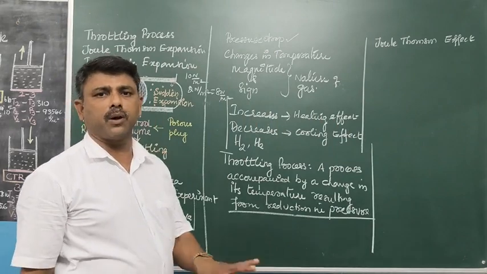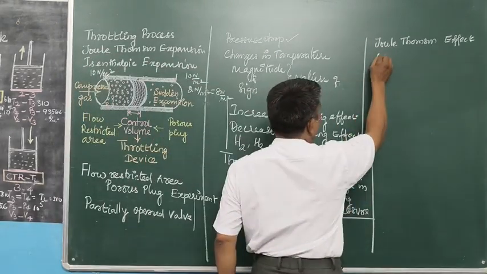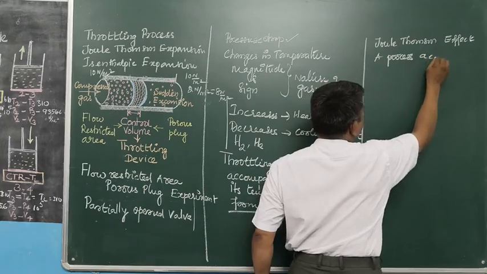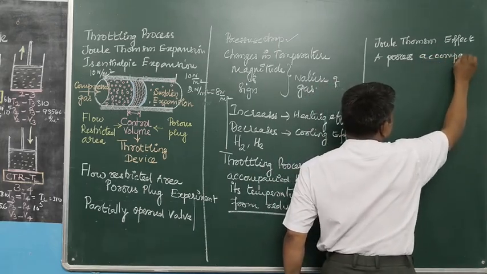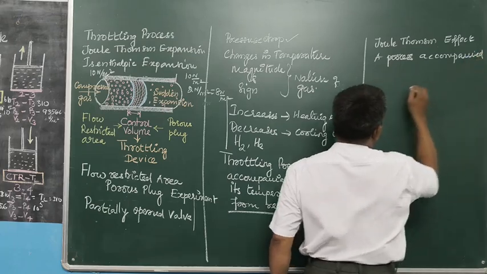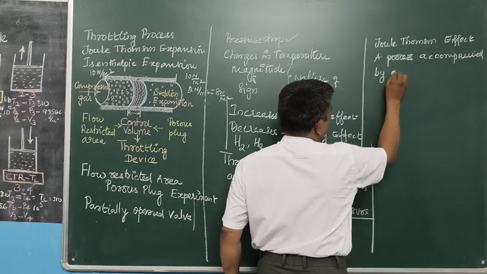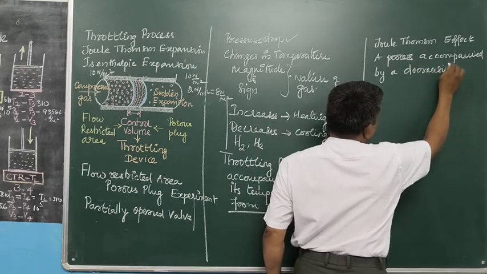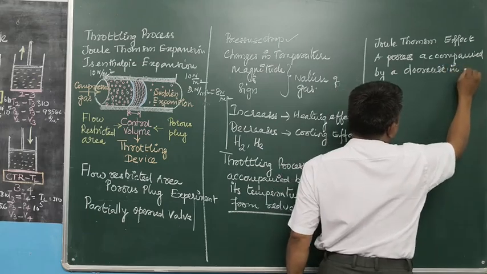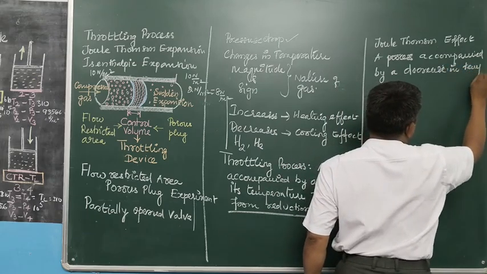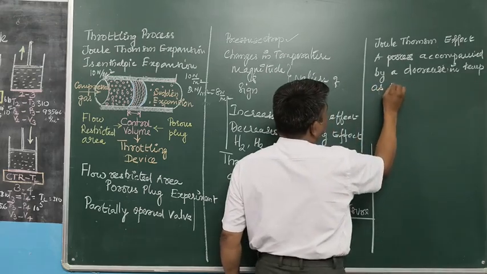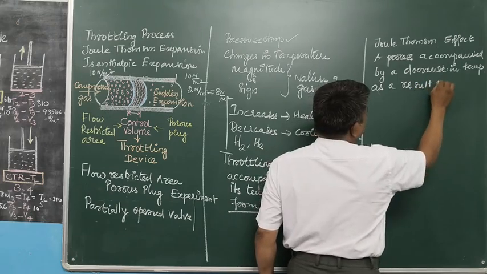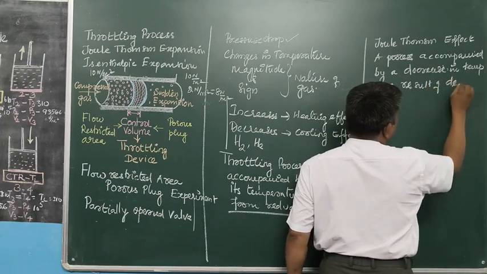Joule-Thomson effect is a process accompanied by a decrease in temperature as a result of decrease in pressure.